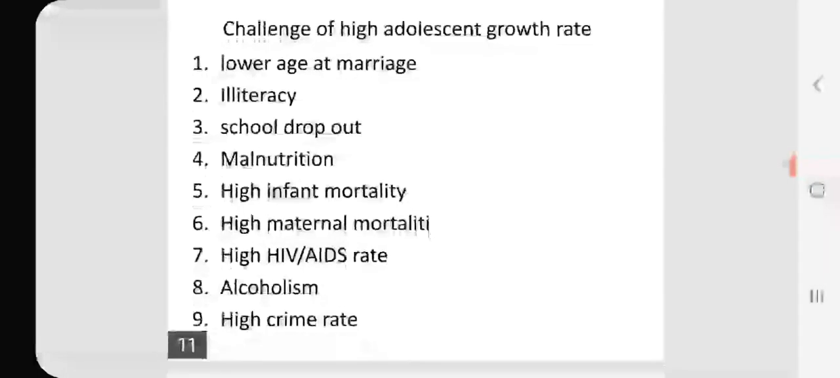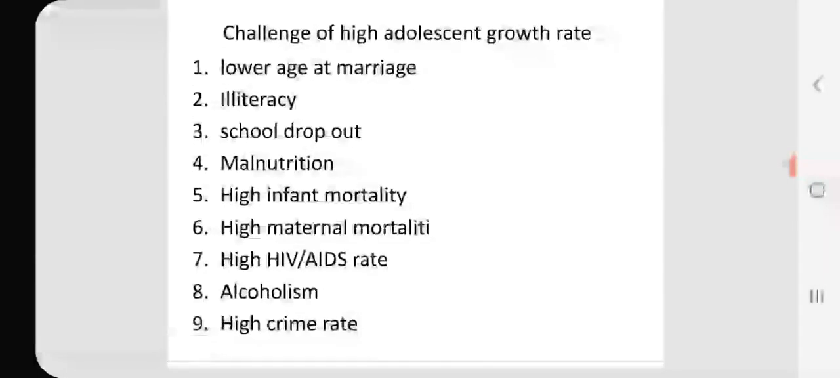The high growth rate in the adolescent population causes many problems. These problems are lower age at marriage, illiteracy, school dropout, malnutrition, high infant mortality, high maternal mortality, high HIV/AIDS rate, high alcoholism and high crime rate. All these problems arise with the high adolescent growth rate.